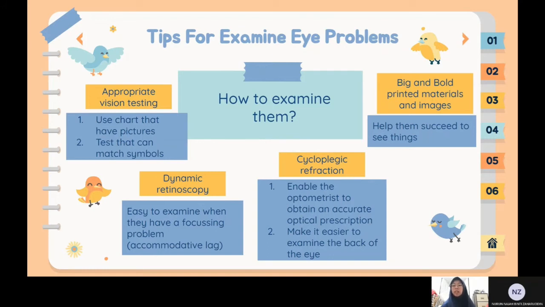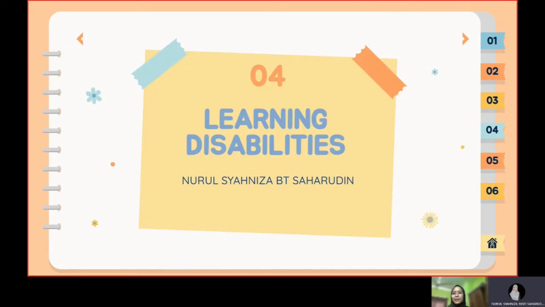The second one, it is easier to examine the back of the eye. The last one is to use printed materials and images, so it helps them to succeed in seeing things.